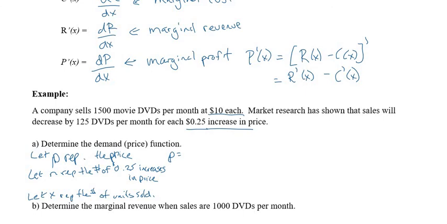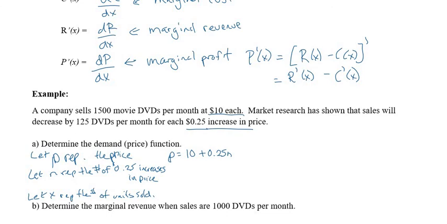So the way we can represent that is $10 to start plus 25 cents times however many increases in price that we have. So if we increase it once, it goes up by a quarter. If we increase it twice, it goes up by 50 cents, and so on and so forth.